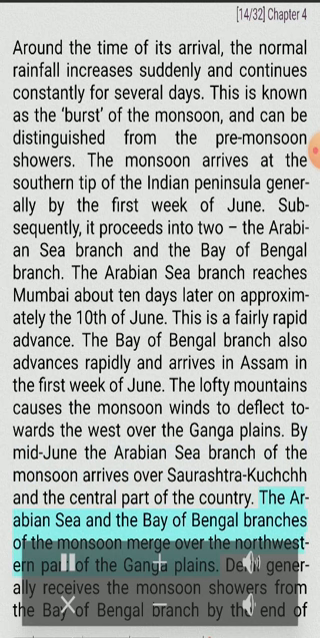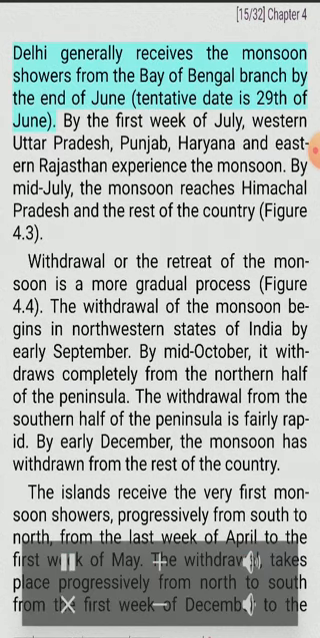The Arabian Sea and the Bay of Bengal branches of the monsoon merge over the northwestern part of the Ganga plains. Delhi generally receives the monsoon showers from the Bay of Bengal branch by the end of June; the tentative date is 29th of June. By the first week of July, western Uttar Pradesh, Punjab, Haryana, and eastern Rajasthan experience the monsoon. By mid-July, the monsoon reaches Himachal Pradesh and the rest of the country.